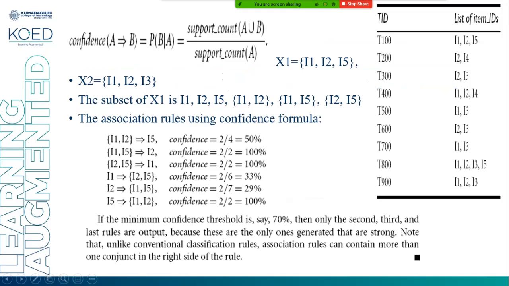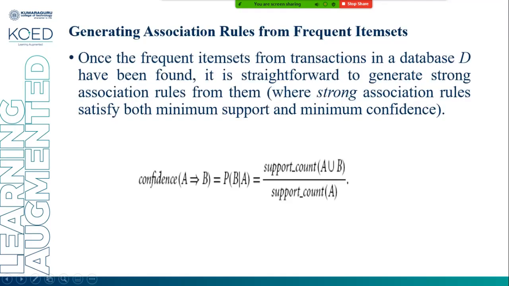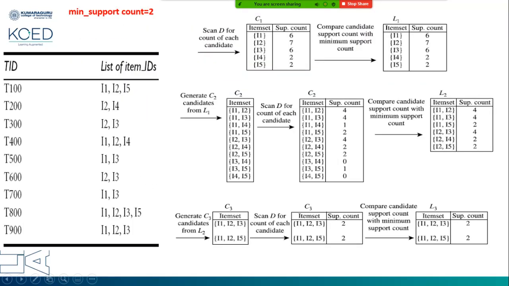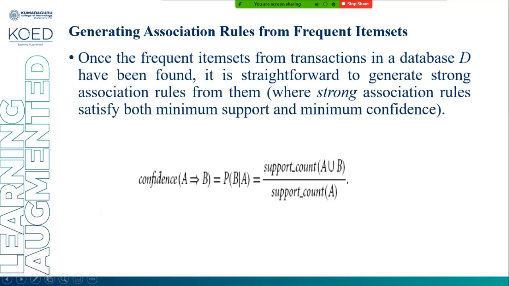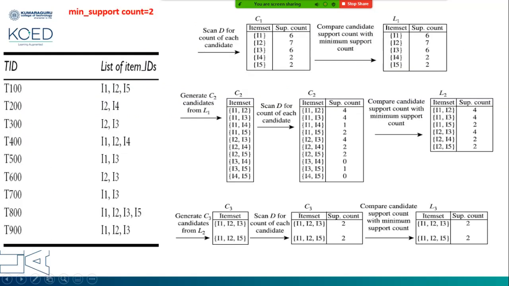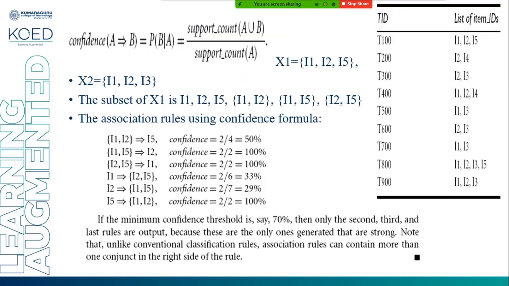So these are the x1 equal to 1, 2, 5 and x2 equal to 1, 2, 3. These are the two frequent item sets which were generated in the previous join step. So now what we are doing? In the first part of the Apriori algorithm, we find the frequent item sets. Now we have to find the confidence. The confidence level is also given by you in the problem.